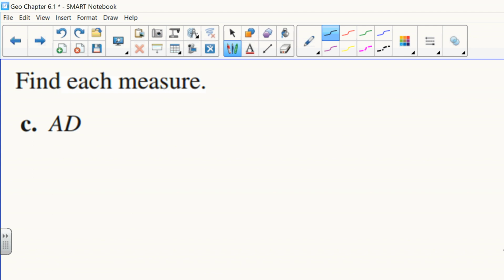Let's look at the next one. So we want to find the length of AD. Now this time they didn't give us an actual number measure for either one, but they told us that CD is 3x plus 14 and AD is 5x. But what do we know about the two lengths?